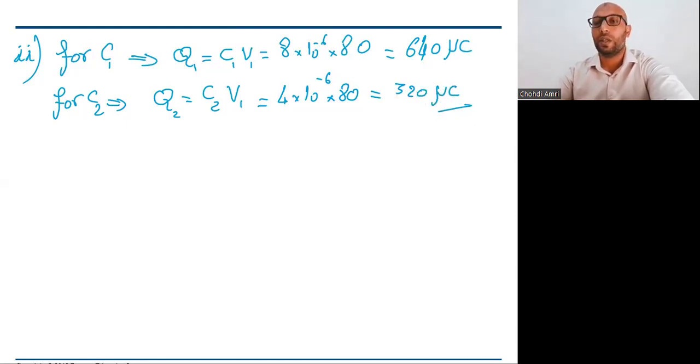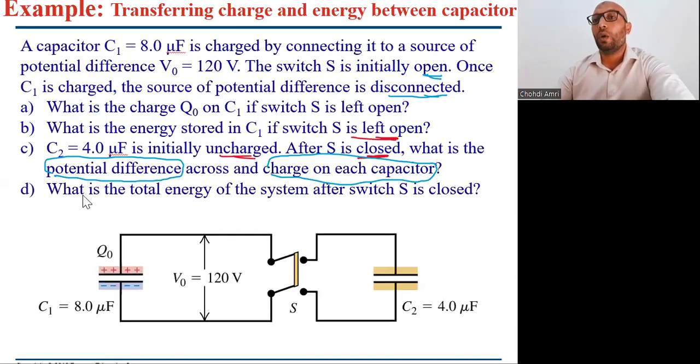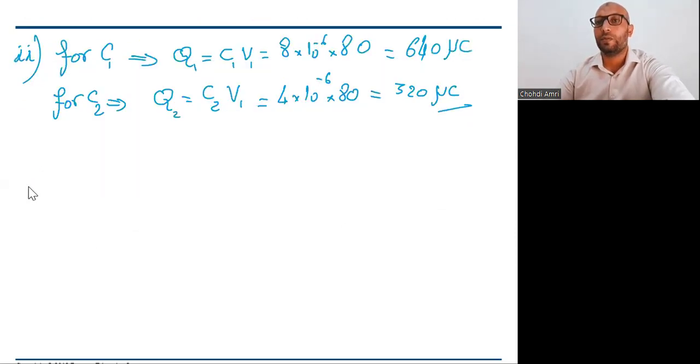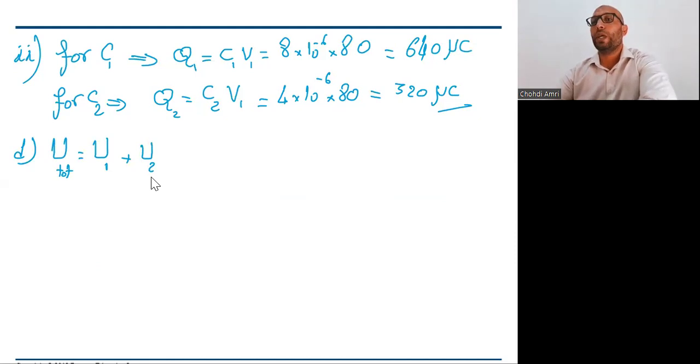This is question C. What is the total energy of the system when the switch S is closed? For the total energy of the system, U total, it's going to be the energy stored in the first capacitor plus the energy stored in the second capacitor. We can write it's equal to half of Q delta V, or C delta V squared, or Q squared over C, whatever.